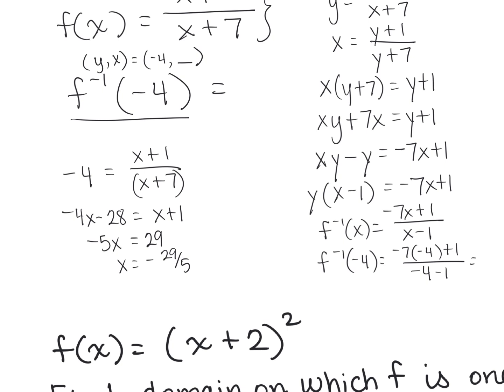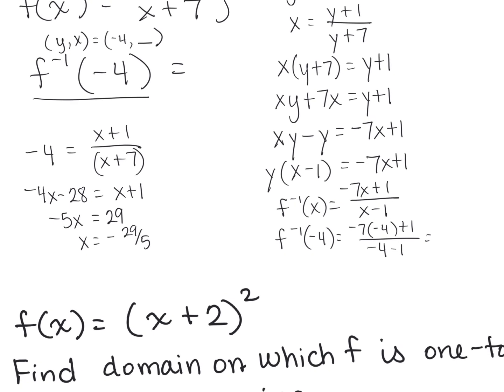So this gives me negative 28 plus 1. Negative 28 plus 1 is negative 27, and then negative 4 minus 1 is negative 5. So you're getting the exact same answer, whichever way you want to do it. Just be careful not to get them confused.